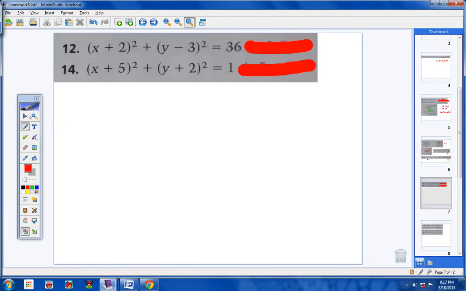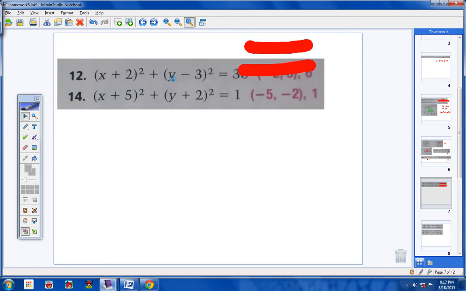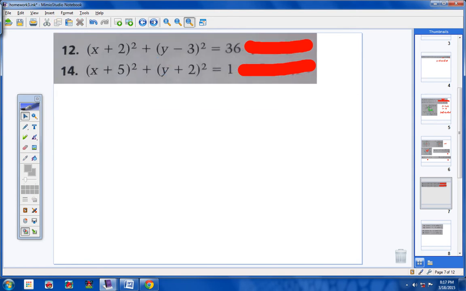Let's see if I did. I did not. Alright, why did I not have numbers 13 and 14? Well, that's okay. We'll do 12, 13, and 14 and 15 anyways. And so here we go. Number 12, the directions say to determine the center of the circle and its radius. So for number 12, the center would be -2, +3.